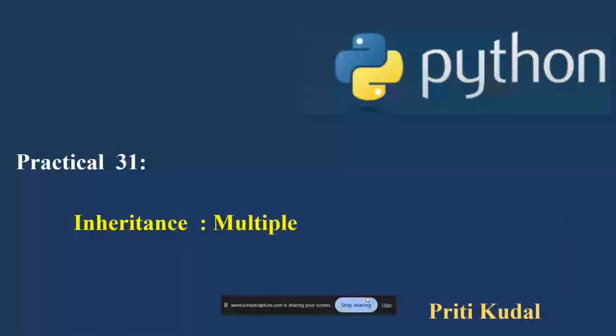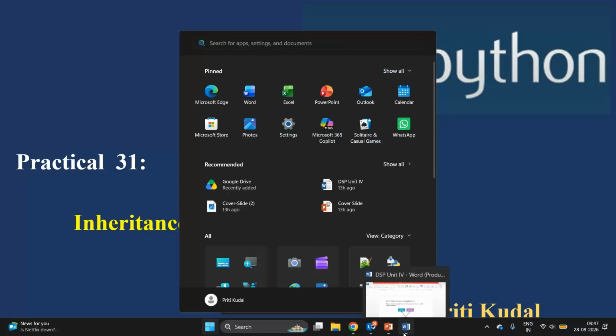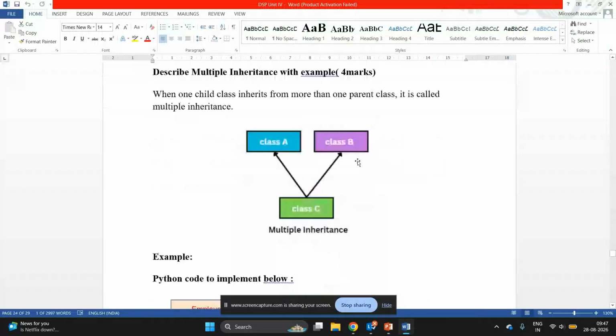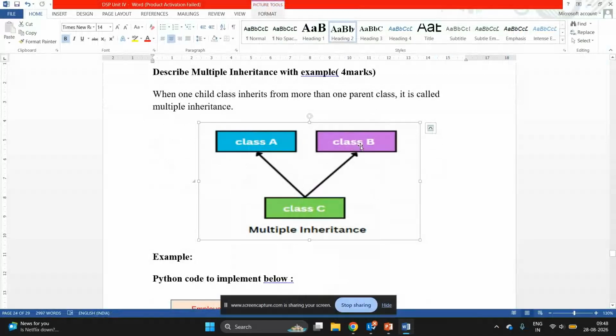Hello everyone. In today's Python session, we will see the second type of inheritance, multiple inheritance. It looks like this. When a class is derived from more than one base class, such type of inheritance is known as multiple inheritance. It means here class C is derived from class A and B. So this class C can access all the properties of class A and class B.